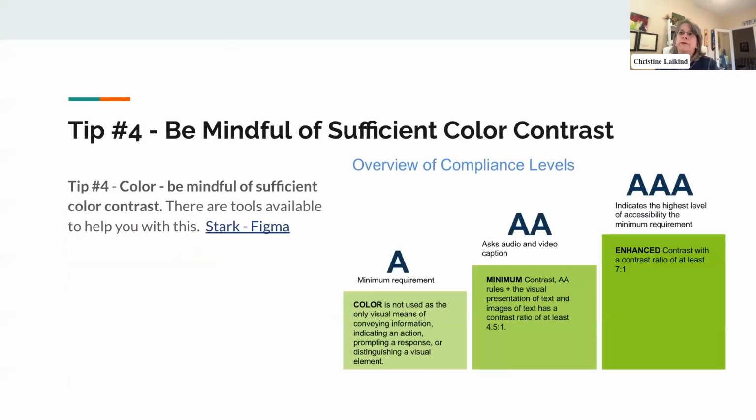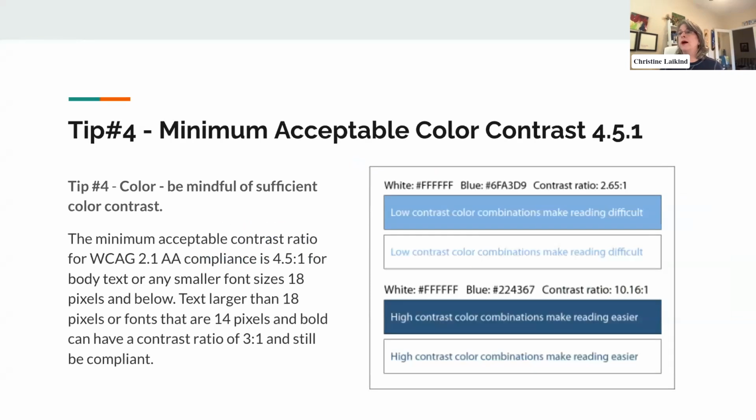Tip number 4, be mindful of sufficient color contrast. I've got minimum A, which is level A, and then double A. Double A is something that we want to achieve more than anything when it comes to color contrast. I have listed a tool here, Stark, has an app that you can install if you use Figma that will help you with the color contrast. That's my favorite tool. And then I have the next slide here, an example of what's a good color contrast ratio, and above it was math.